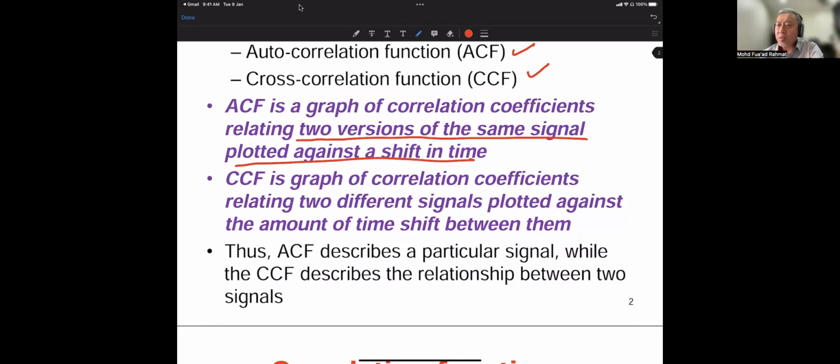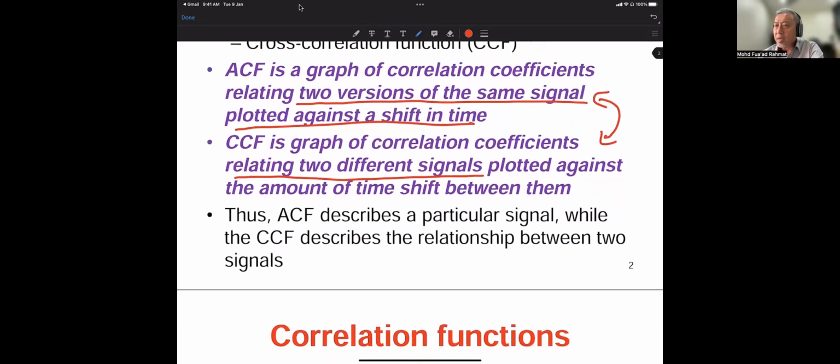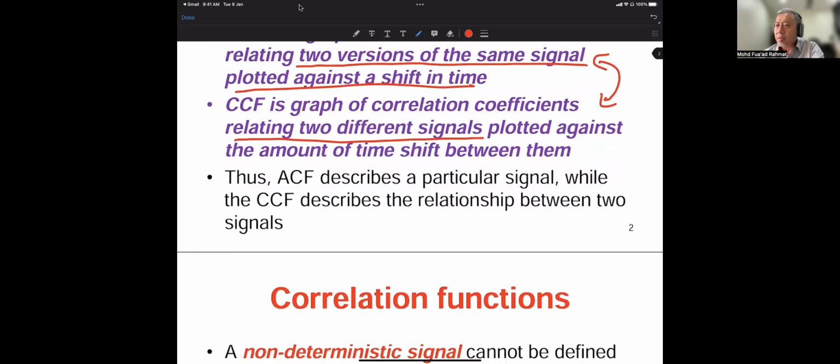While the second one, the cross correlation function, is the graph of correlation coefficients relating two different signals plotted against the amount of time shift between them. So that is the basic difference between the ACF and CCF. I can see that ACF describes a particular signal, while CCF describes the relationship between two different signals.